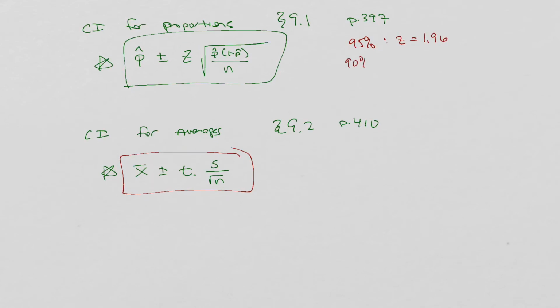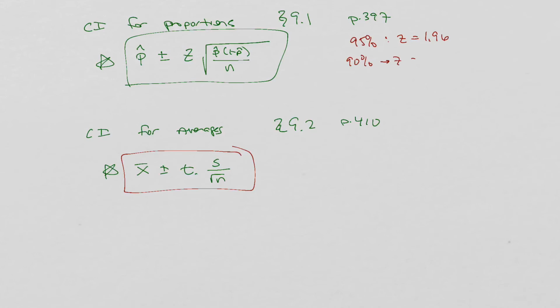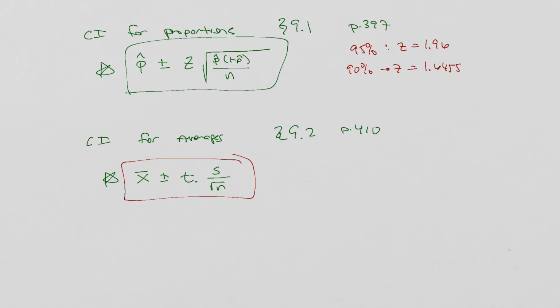I think the 90% confidence interval for the z-scores was 1.645 and so on. Right? And for these t-scores down here, for the 95% and 90%, I didn't ask you to know those because you'll have those charts there where you can just look them up and get those values.